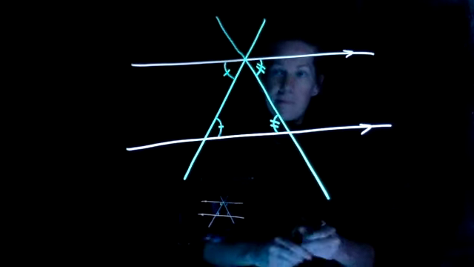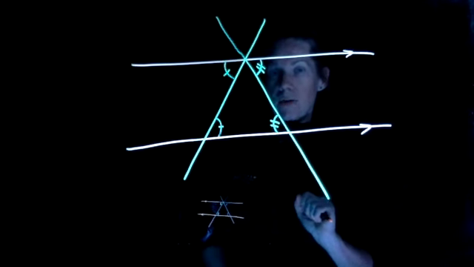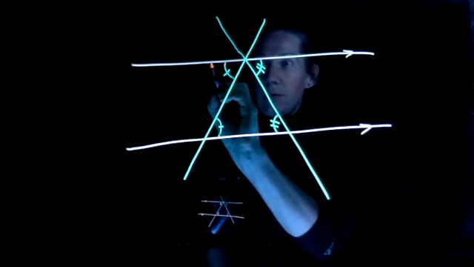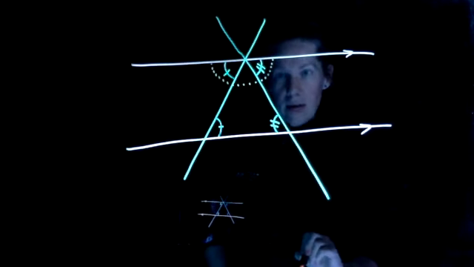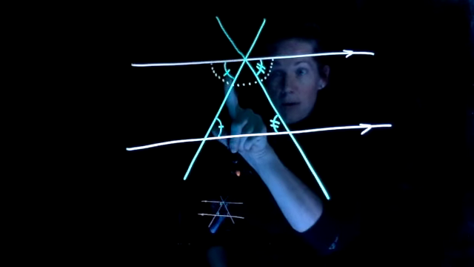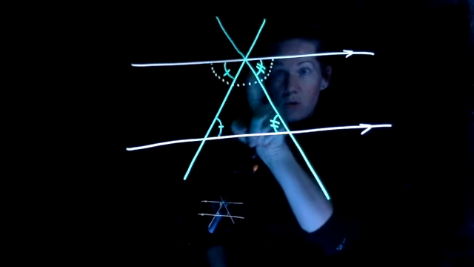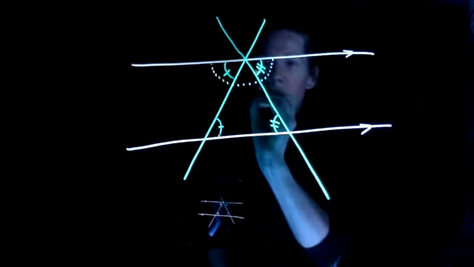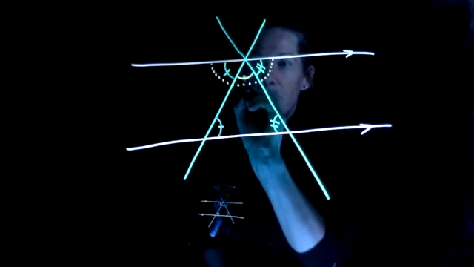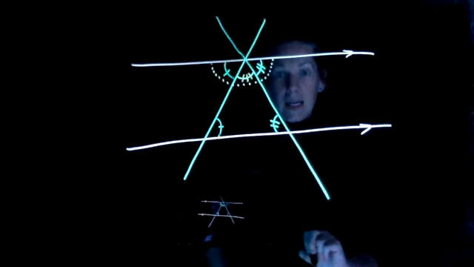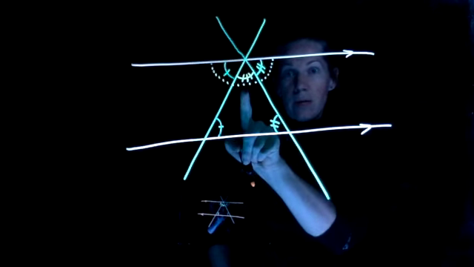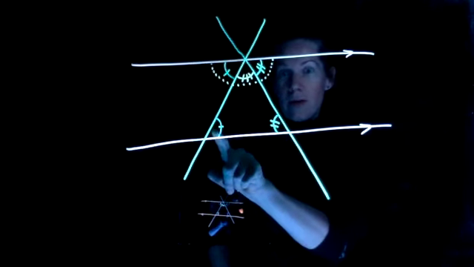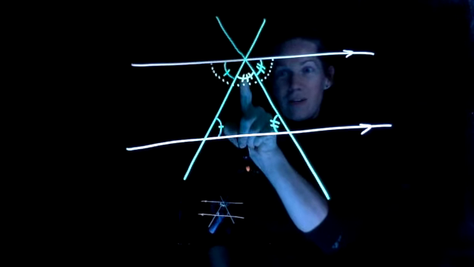Well, remember, straight angles are 180 degrees. So from here to here is 180 degrees. That means angle 1 plus angle 2 plus this angle, which we're going to call angle 3, put 3 little marks in it, equals 180 degrees. 1, 2, 3.